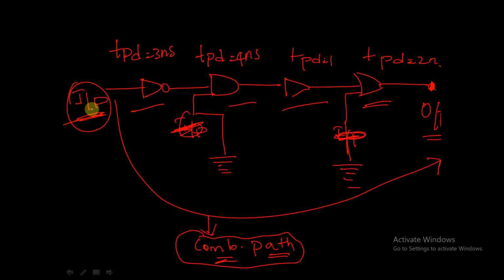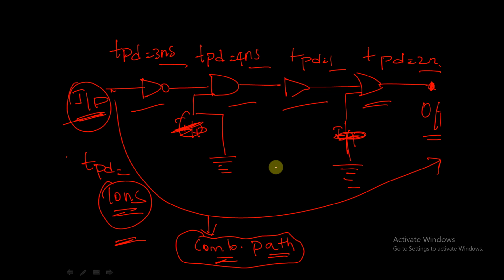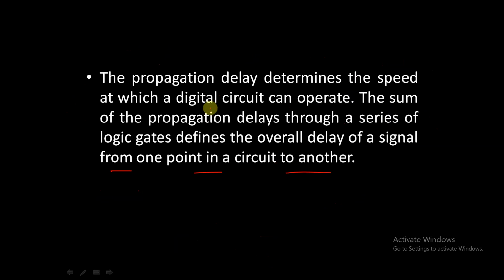So the total time taken by the input to reach from the input side to the output side is calculated by tPD, which is equal to 3 nanoseconds plus 4, that is 7, plus 1, that is 8, plus 2, that is 10 nanoseconds. It will take 10 nanoseconds for the input to pass through this combinational path. So this is how we calculate the propagation delay of this combinational path. Is it clear?